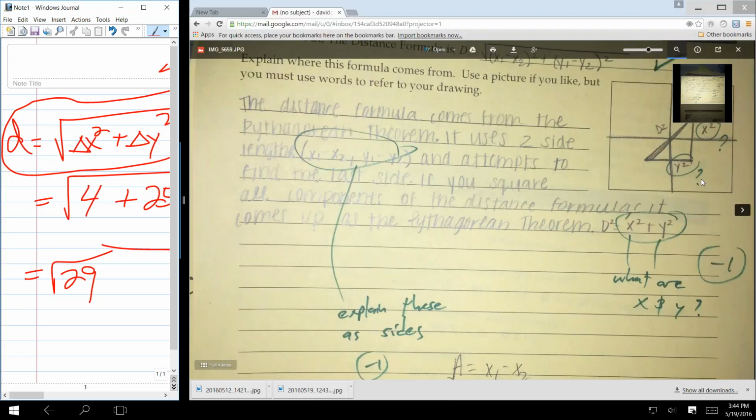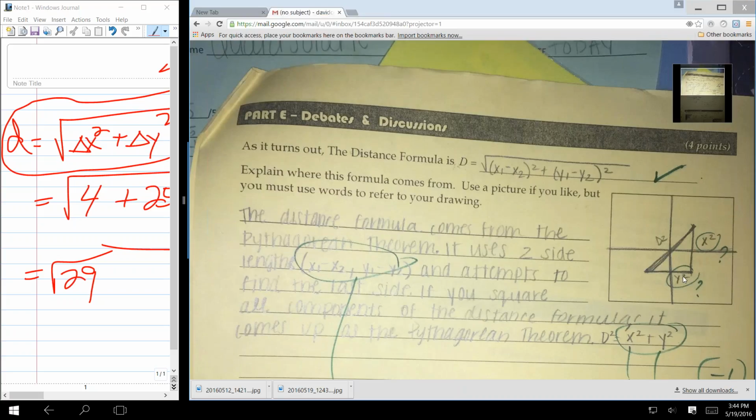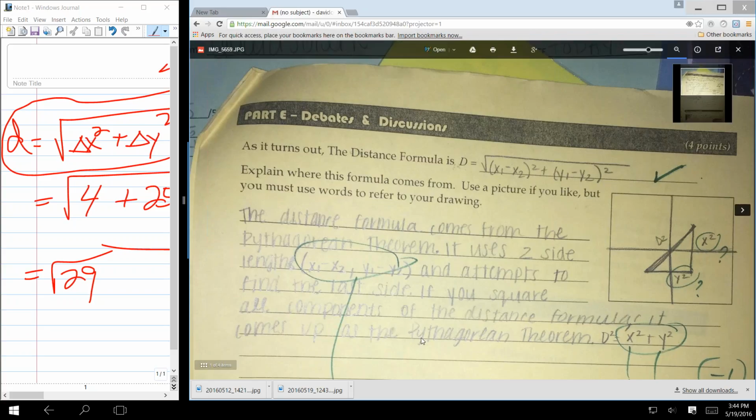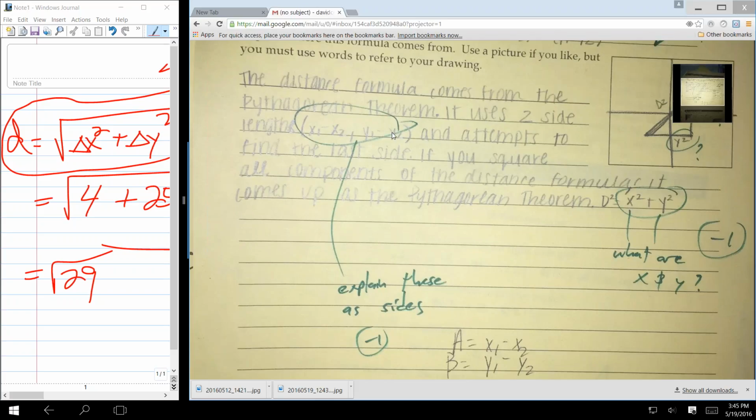Now, let's see exactly what happened here. Okay. So, you labeled that y squared. Well, that's not really y squared. It's not y. That's x, right? And that's x sub 2 minus x sub 1. This side over here is y sub 2 minus y sub 1. I guess the reason she wanted you to explain that is that these are the two short sides of the right triangle that you would get if you create it.